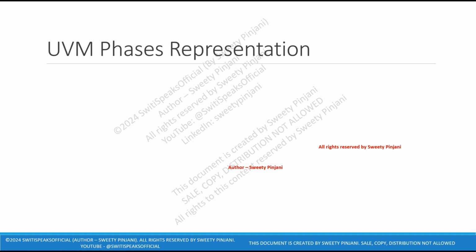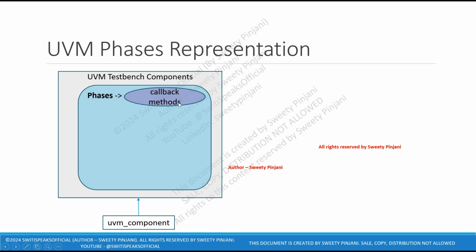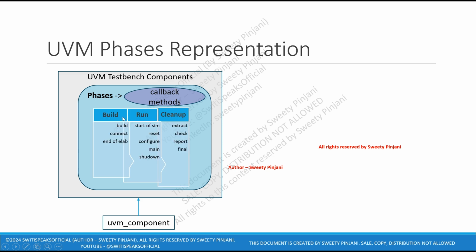Let us understand this with the help of a diagram, because with the help of a diagram it's very easy to understand. The first thing which we saw is every test bench component is going to be derived from your UVM component. All your UVM test bench components are derived from UVM component. Each of these UVM test bench components is going to have some predefined phases. And these phases were represented in the form of callback methods. We had three major categories of phases: build, run, and cleanup.